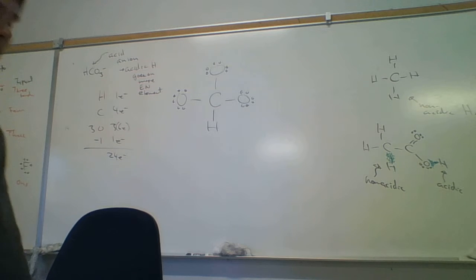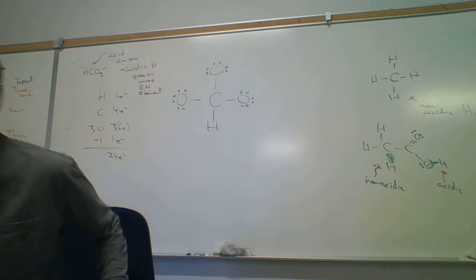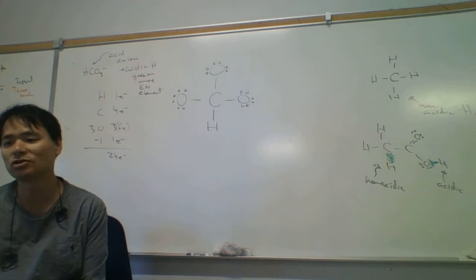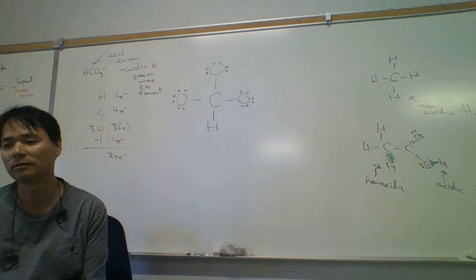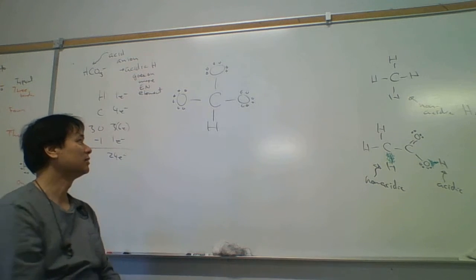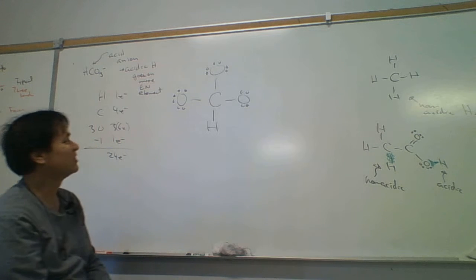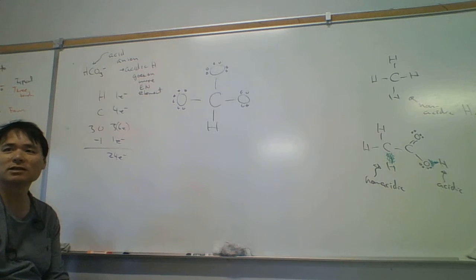And so who am I going to take the electrons from? I have to take it from oxygen. I have no choice. Which oxygen? Does it matter? No, it doesn't matter. So let's take it from this oxygen. I'll take a pair from this oxygen, which means that oxygen no longer has an octet.